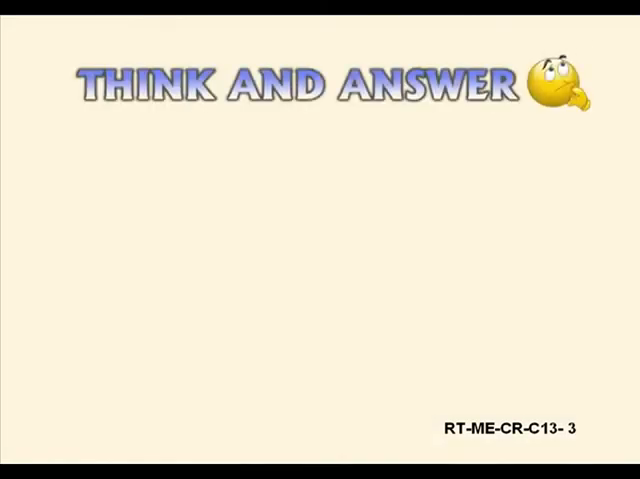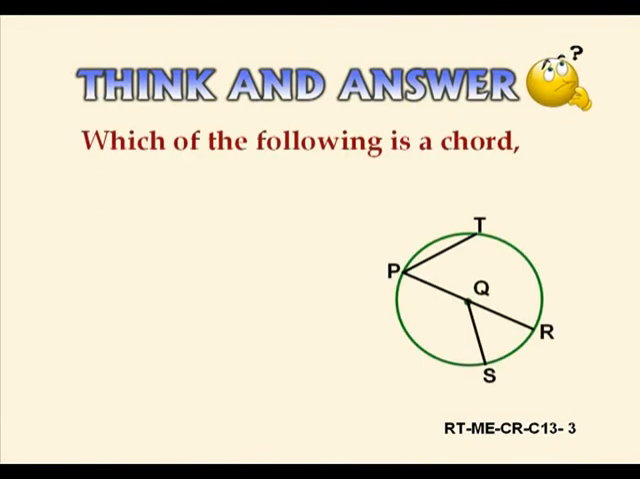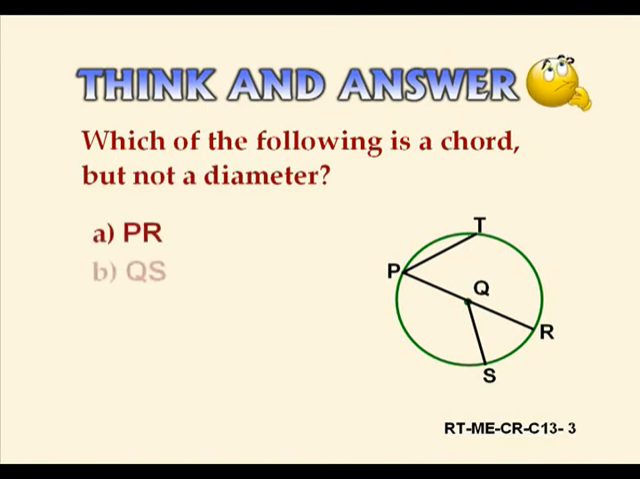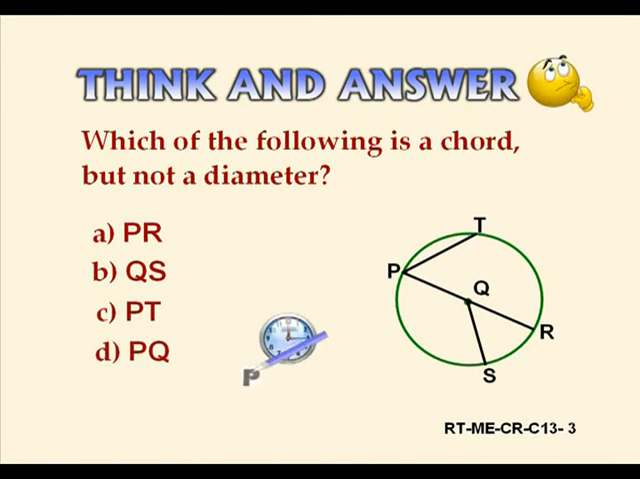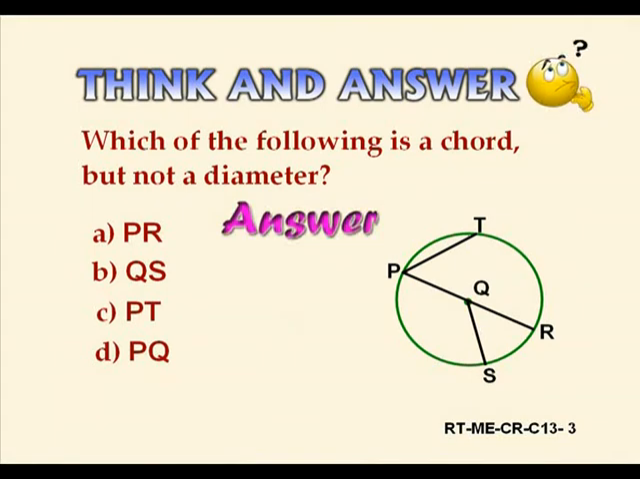Now it is time to think and answer. Which of the following is a chord but not a diameter? Your options are A. PR, B. QS, C. PT and D. PQ. The correct answer is option C, PT.